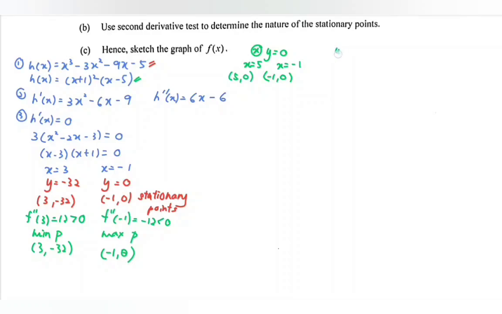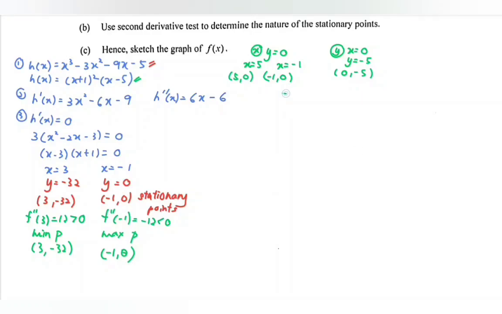For example, for the y-intercept when x is equals to 0. So if we substitute x equals to 0, we will have the situation y is equals to negative 5. So the point will be 0, negative 5. So that is the xy intercept. Next, we have to refer to the table.